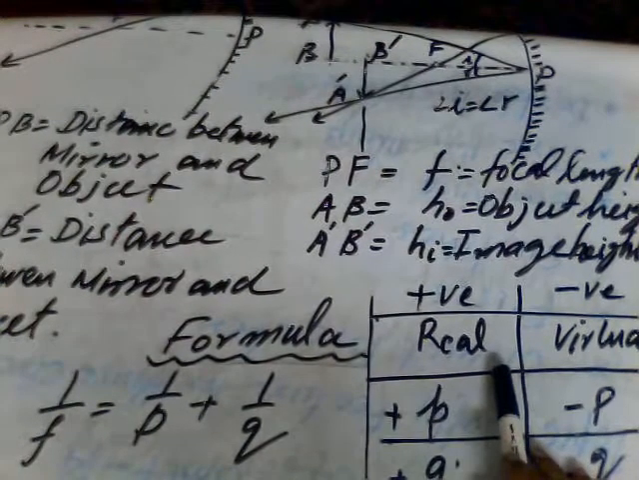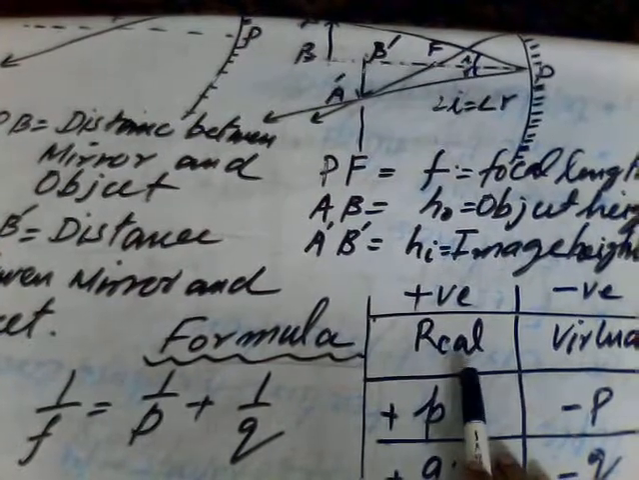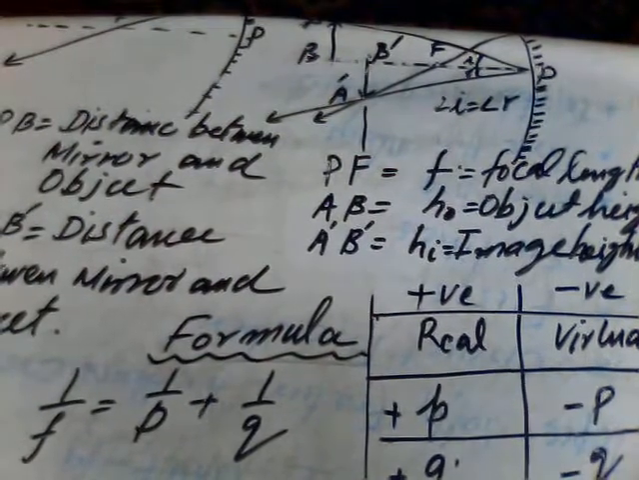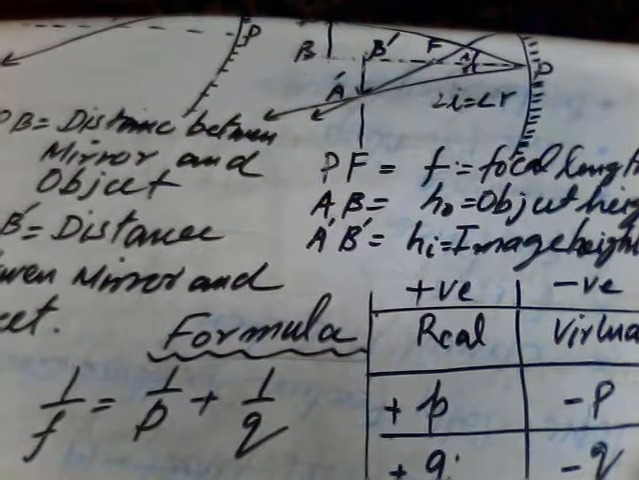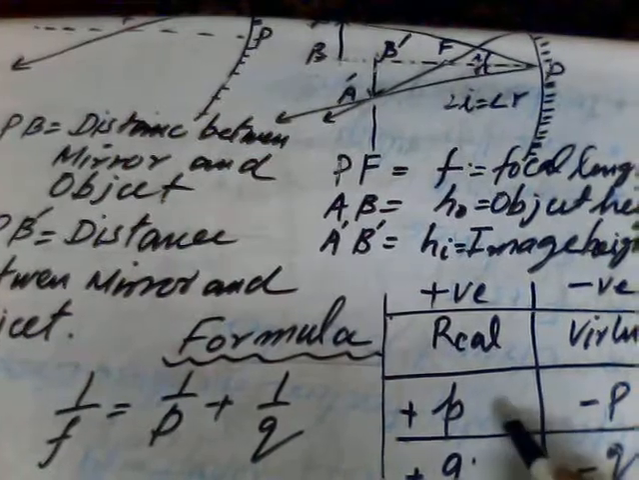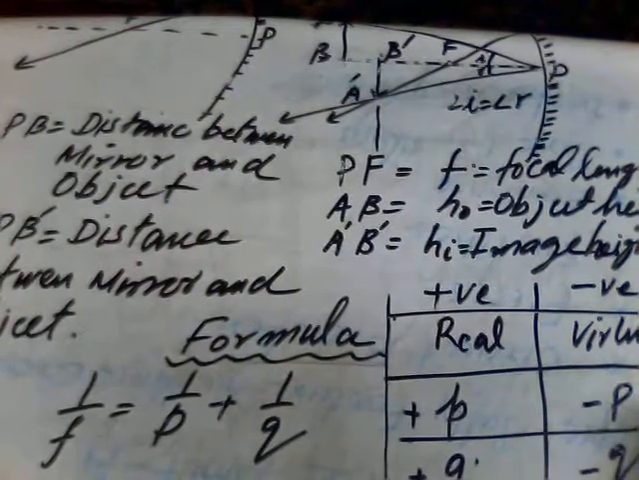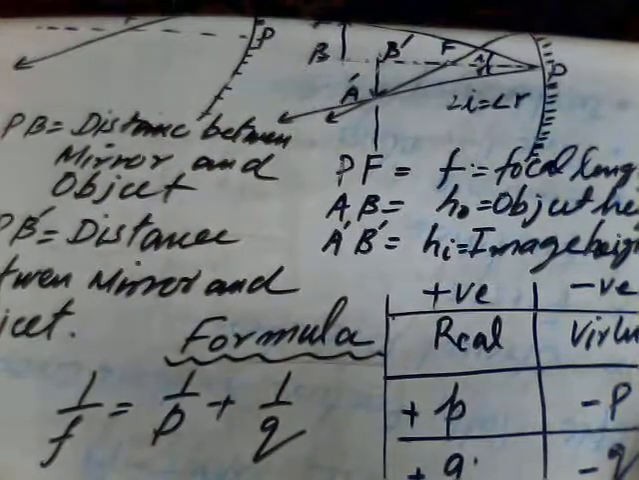It is nature, real and virtual. Whenever in numerical problems you are asked about the nature, it means whether the image will be real or virtual. So while we solve, we have to keep in mind when these will be positive and when negative. In most cases, except one or two, for a concave mirror all these are positive, and for a convex mirror they are negative.